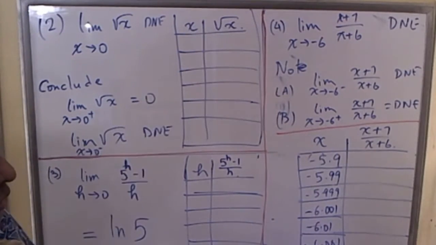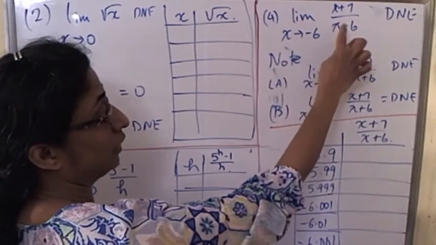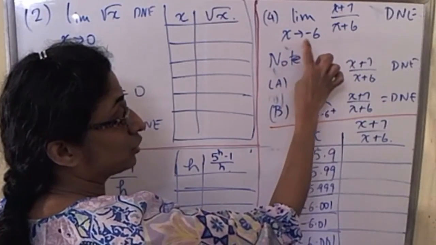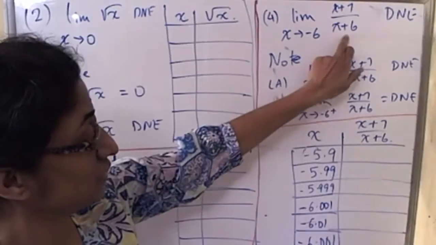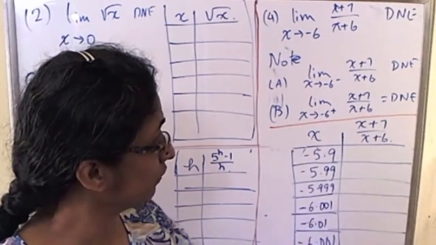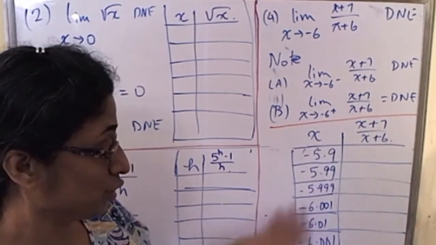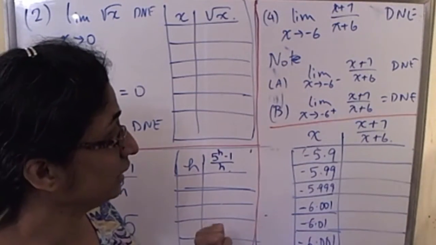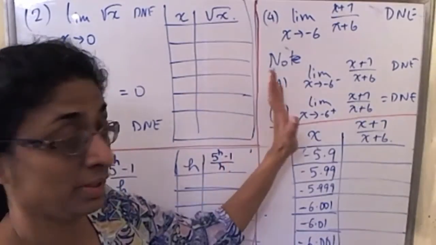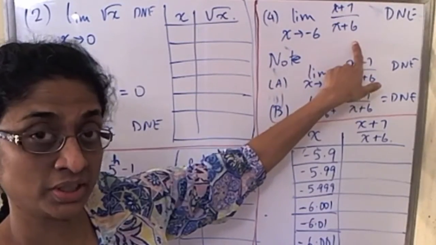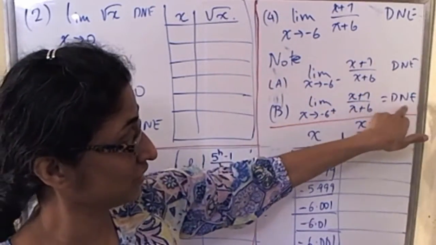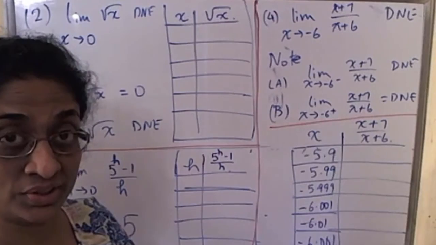And here's one more for you to explore. Limit of this is actually called a rational function, x plus 7 over x plus 6 as x approaches negative 6. Notice that the function is not defined for negative 6. And once again, create your table of values. I've given you some values for x. You may choose a different set of values. You'll very quickly conclude as you approach negative 6 from the right side or from the left side, these values do not settle down on a finite number, which is why both the right hand limit and the left hand limit do not exist, and hence the two-sided limit does not exist either.